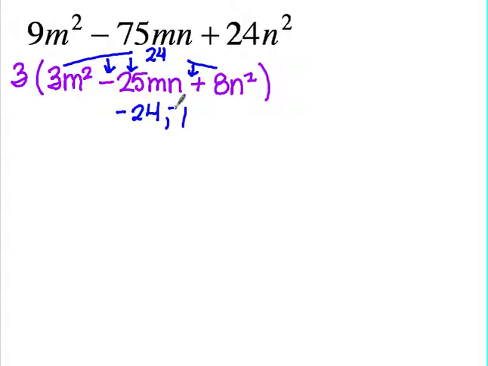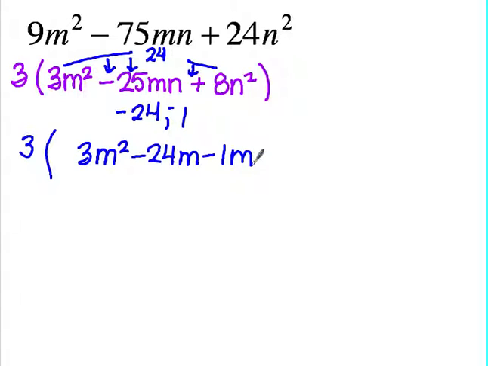Negative, negative. Okay. So once again, I'm just going to leave this 3 outside. It's going to hang out there. I'm going to rewrite what's inside the parentheses. And what do I get? 3m squared minus 24mn minus 1mn plus 8n squared. So remember, you're rewriting this middle term, and this middle term is mn, so that's why you put an mn there.